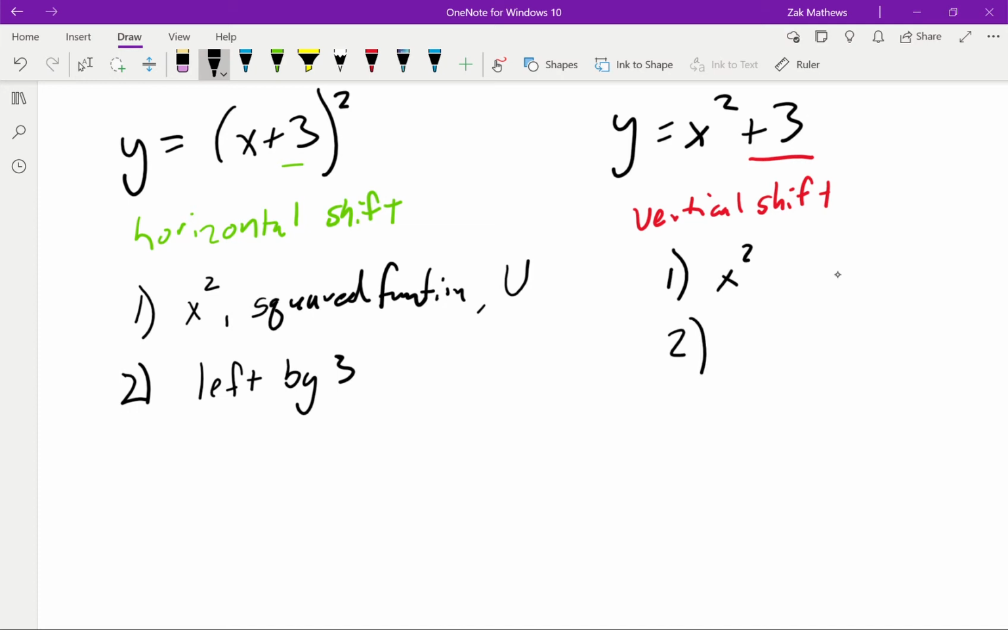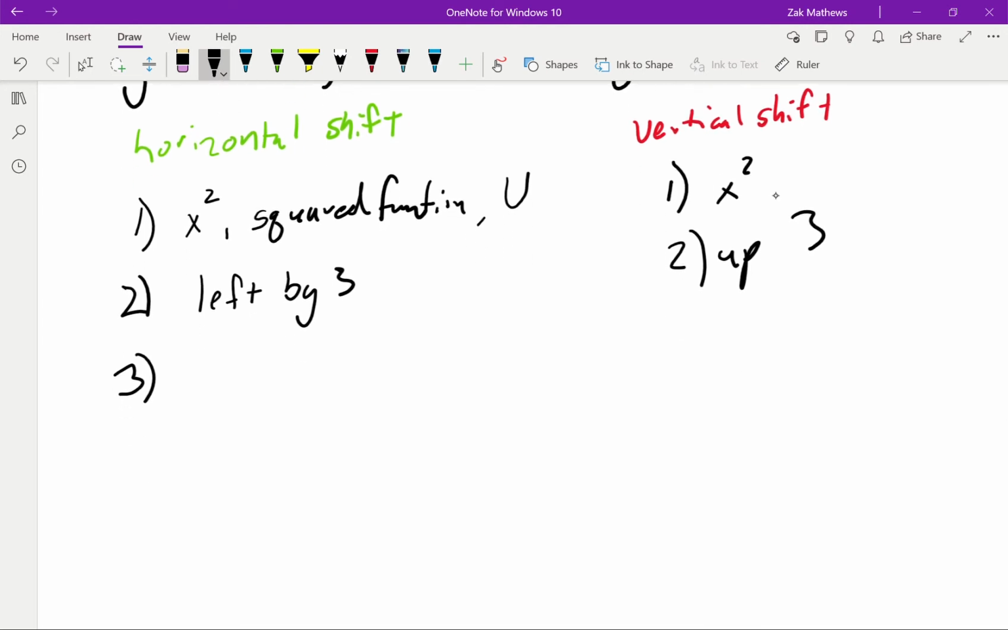If we were to think about the other equation, y equals x squared plus 3, again, we have a plus 3, that is our amount. The direction in this case is going to be up because this is a vertical motion. So up by 3 or up 3. And then we're going to get to the graph.